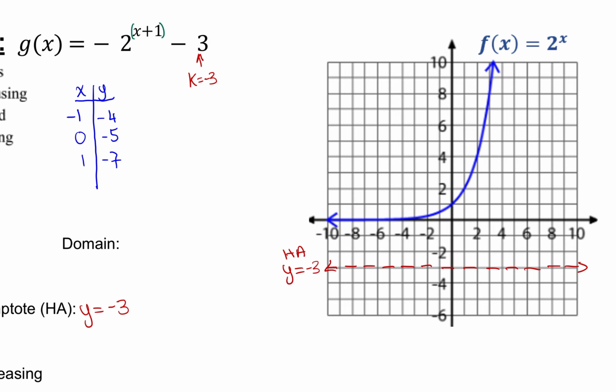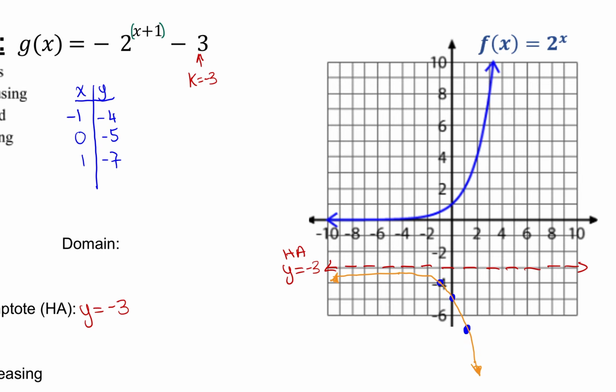So I have -1, -4 located right there. I have 0, -5 located right there. And 1, -7. Now, looking at this grid right here, we cannot fit 1, -7, but I'm just going to say it's going to be somewhere right here. And based on the graph that we have on our calculators, we should have a graph that looks something like this, okay? Again, do not intersect that red graph, that horizontal asymptote, okay? So we should have a graph that looks something like this, okay?